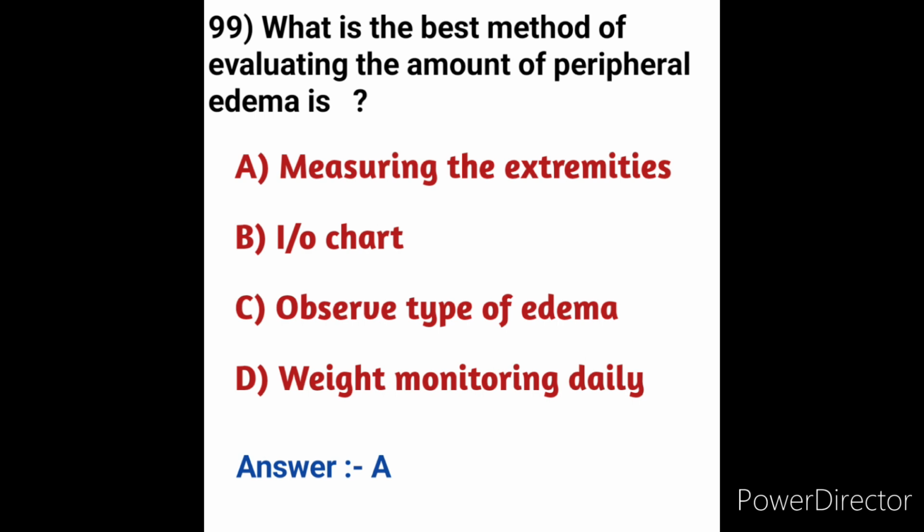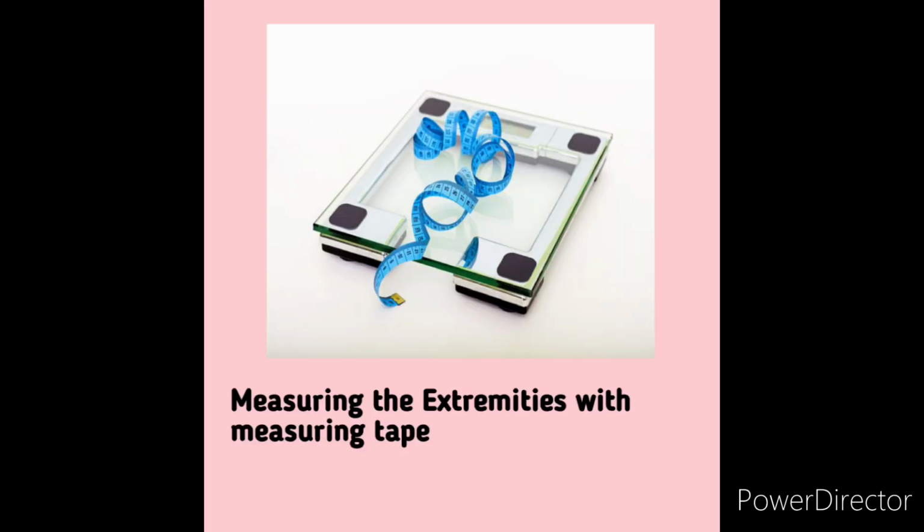This is the best method. Not only measuring the extremities, we can also evaluate through weight monitoring of the patient. Measuring the extremities and weight monitoring daily both evaluate the amount of peripheral edema, but the priority is measuring the extremities with the tape, and we have to mark with a pen, providing an objective assessment for the further days. Here option A is the correct answer.